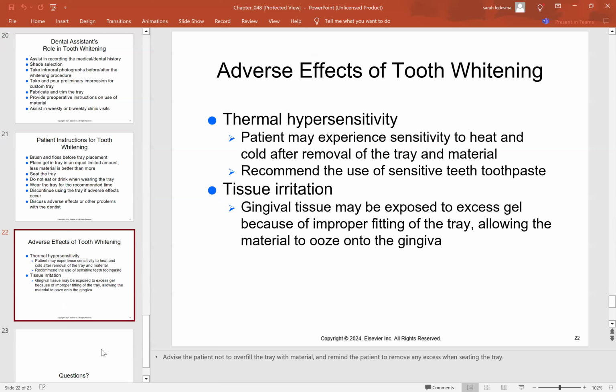Adverse effects could include thermal hypersensitivity, so sensitivity to heat and cold. We could recommend a sensitive toothpaste or something over the counter. And then also, with any of our whitening materials, there can be sensitivity to the tissues in the oral cavity, so we want to be careful not to get them on the tissues. If this happens, we can talk to the patients about using an over-the-counter product, vitamin D helps with this, but this could happen when our patient has a tray that's not fitting.